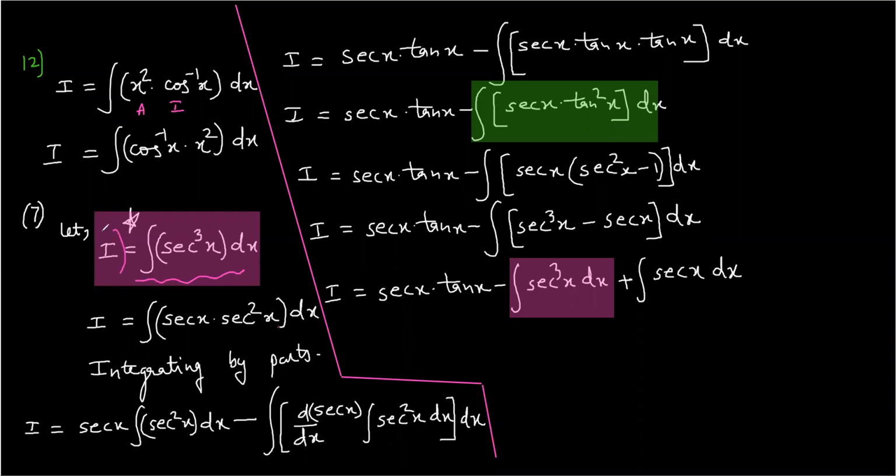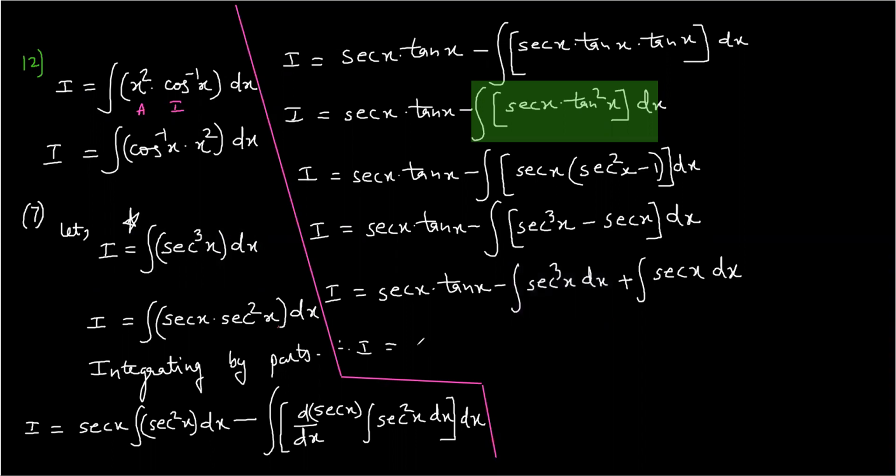So for integral sec cube x dx, I'll be writing I there. This one will be written as I. So the next step I have is, therefore, I equals sec x tan x minus I plus integral sec x dx, which is log of sec x plus tan x plus c dash. Once I notice that I do not have any integral sign, only then I will add the constant of integration. Here, moreover, I am writing c dash because I am not getting the final I.